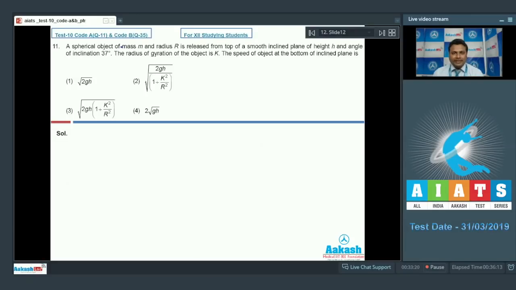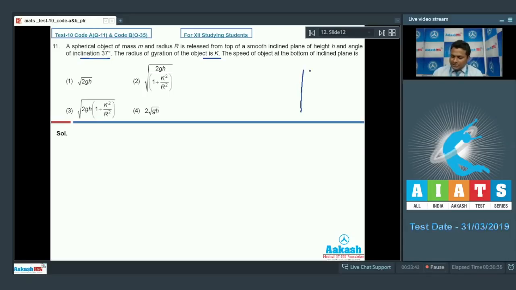Here is question number 11, everyone. A spherical object of mass m and radius r is released from the top of a smooth inclined plane of height h and angle of inclination 37 degrees. The radius of gyration of the object is capital K. The speed of the object at the bottom of the inclined plane will be what?